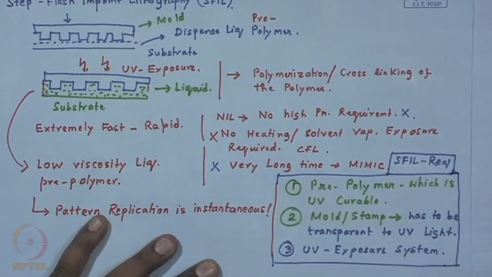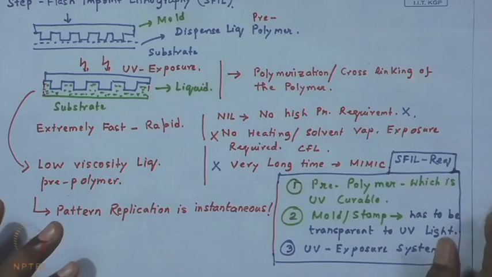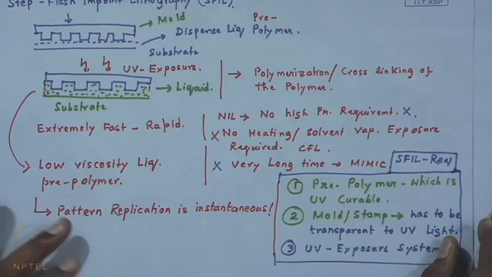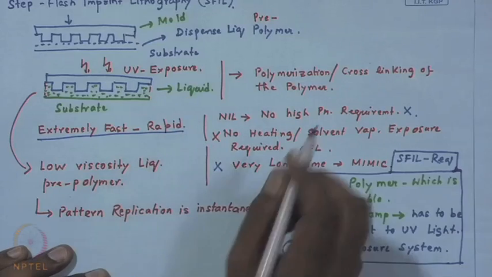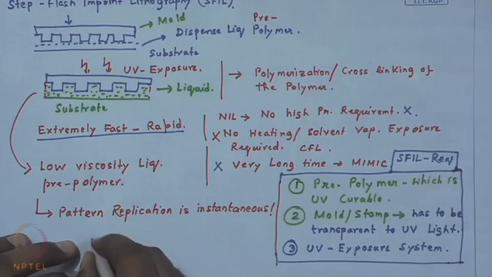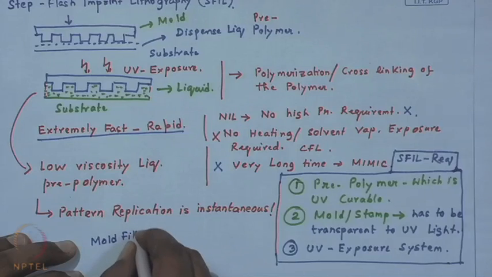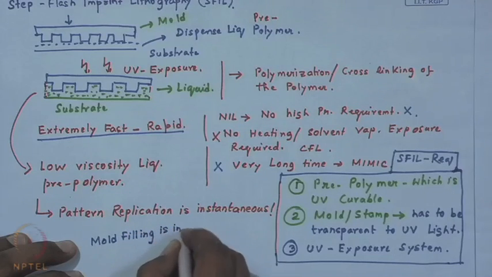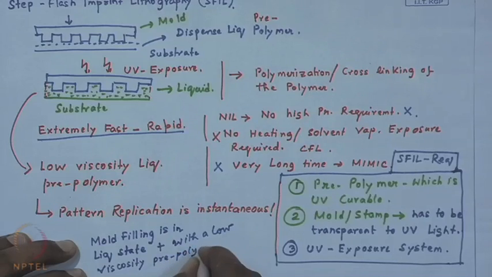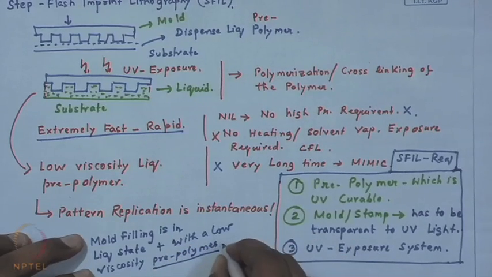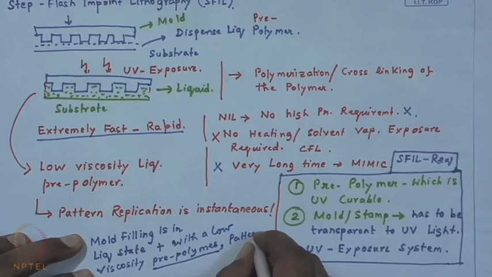However, this method still has quite a few advantages. If you have these facilities and the desired type of polymer, the easiest thing is that it is extremely fast and rapid, and since the mold filling is in liquid state with a low viscosity polymer, low viscosity pre-polymer, I would repeat, pattern replication is excellent.